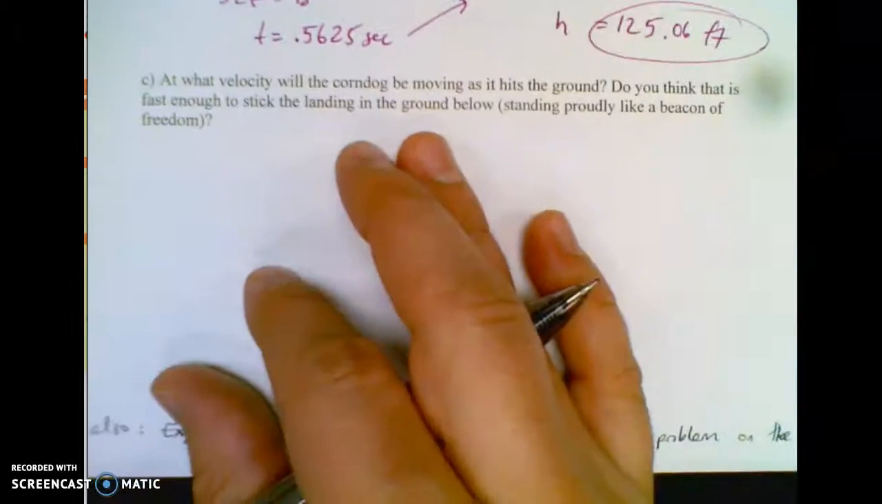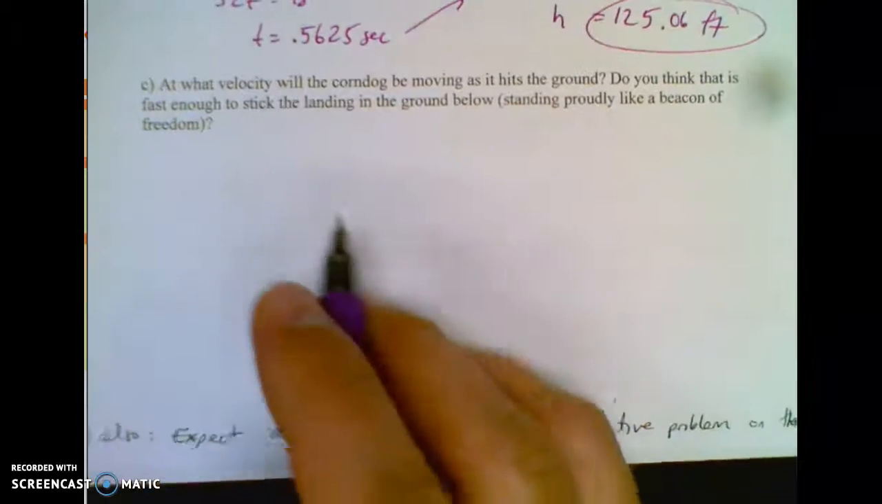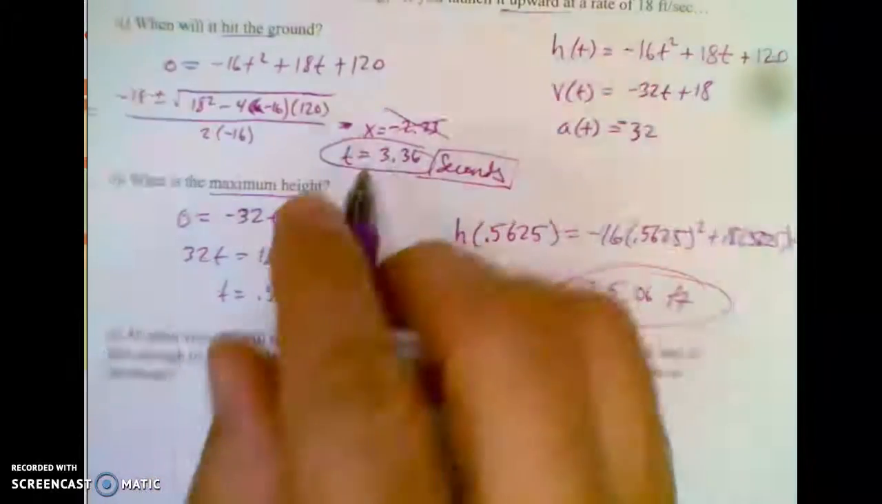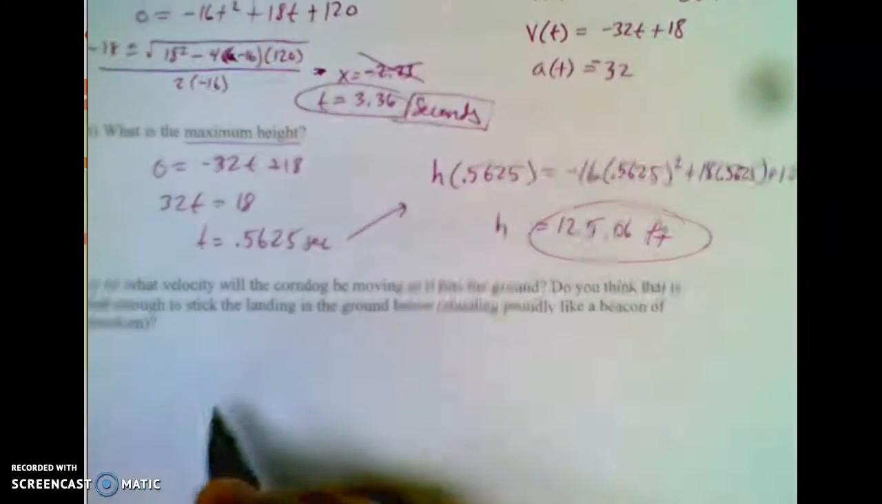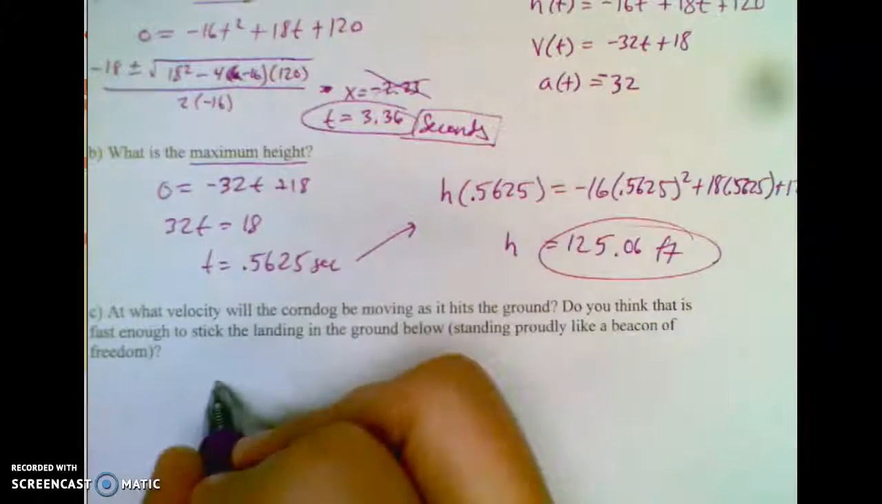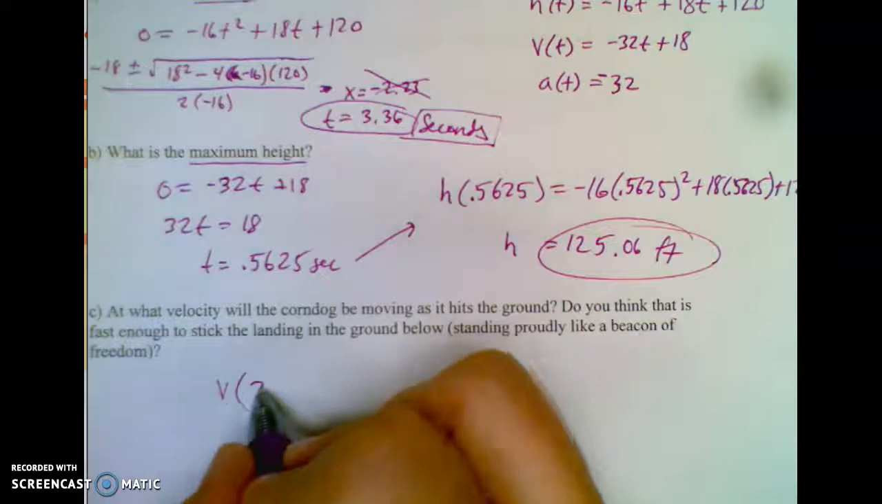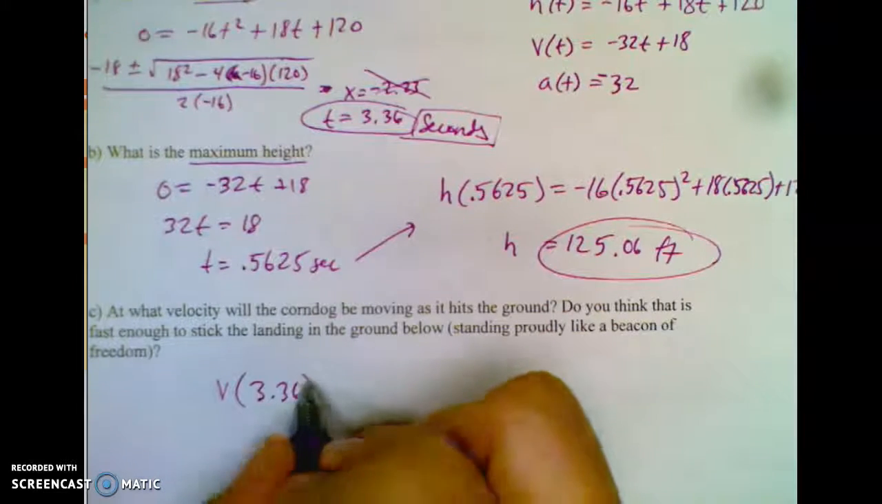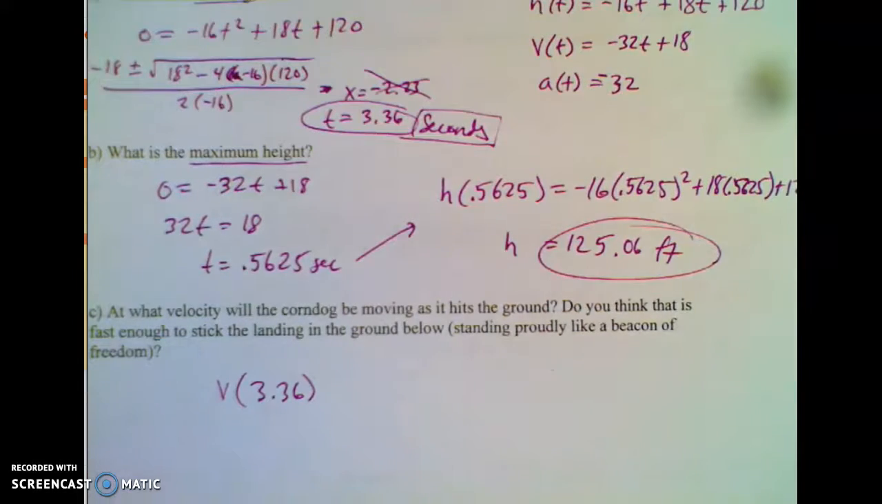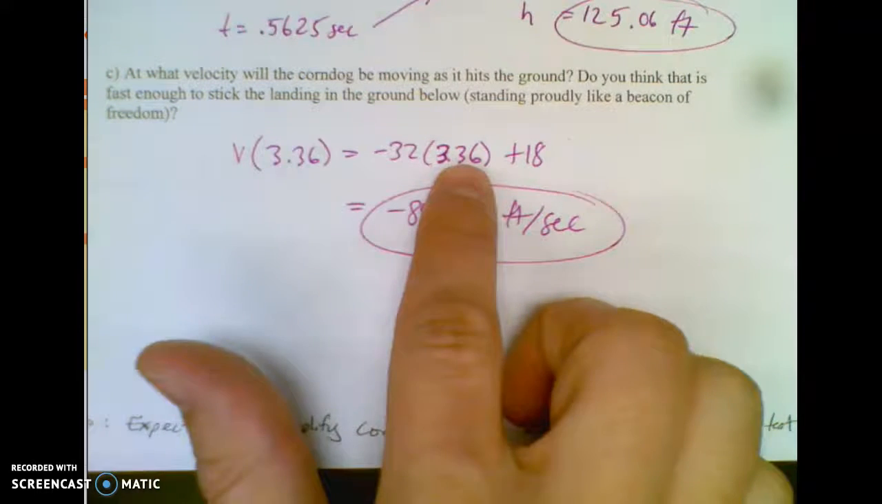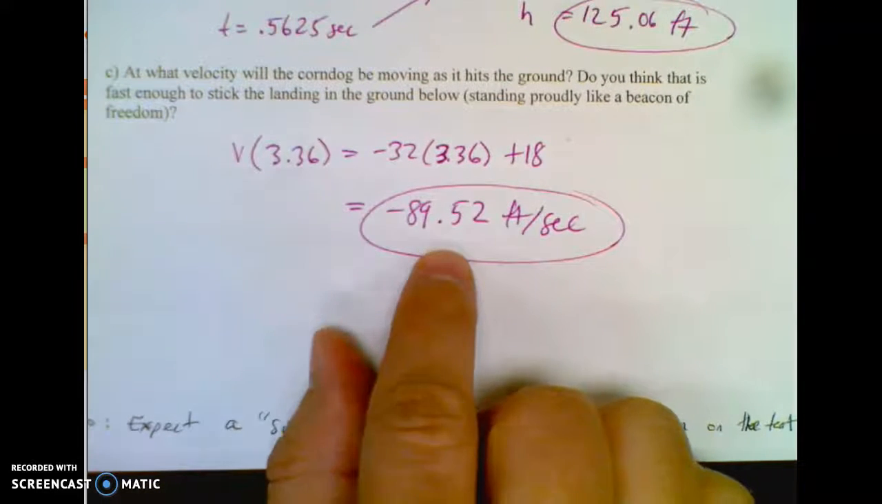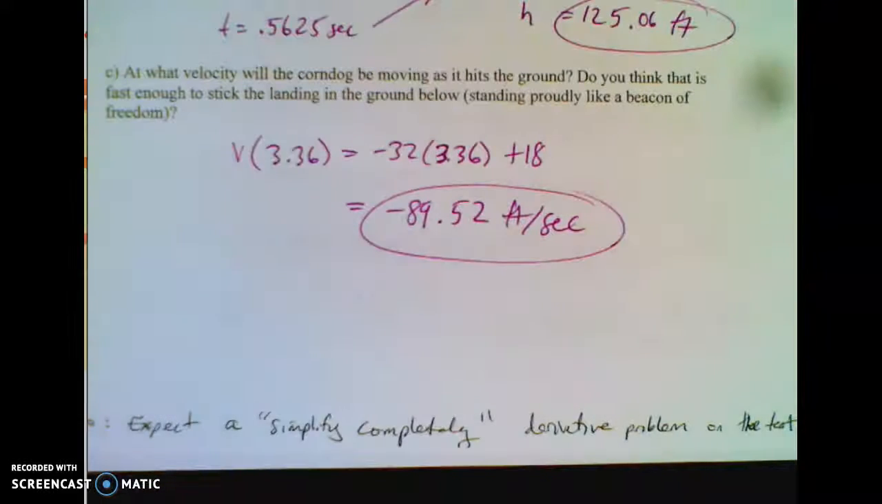Alright, and last question, what velocity will the corn dog be moving as it hits the ground? Because we found out when it hits the ground. All we got to do is use the velocity equation at that time. So v of 3.36, I'll pause it and do the work. Okay, I've plugged it in and I got negative 89.52, which means it's falling downward.